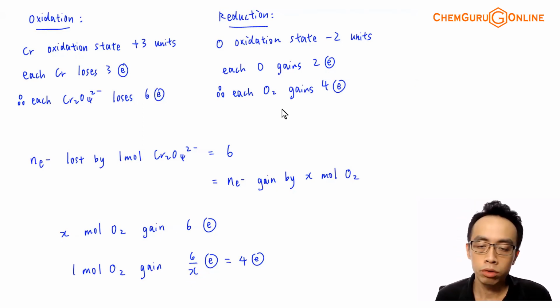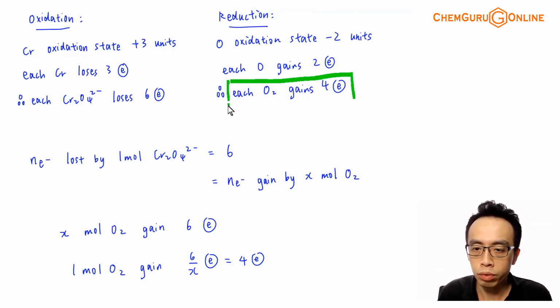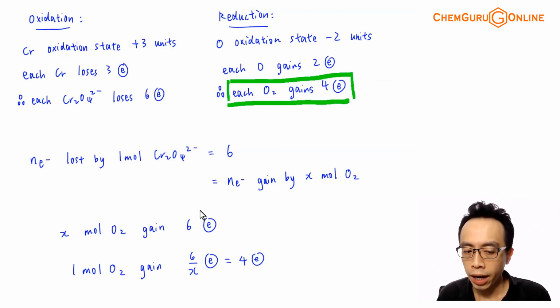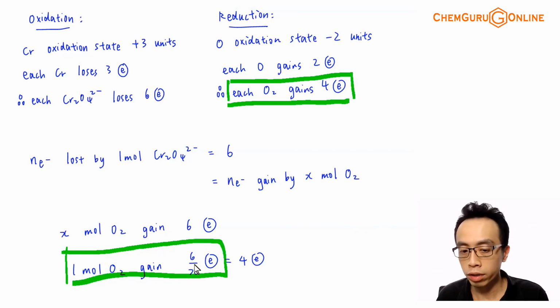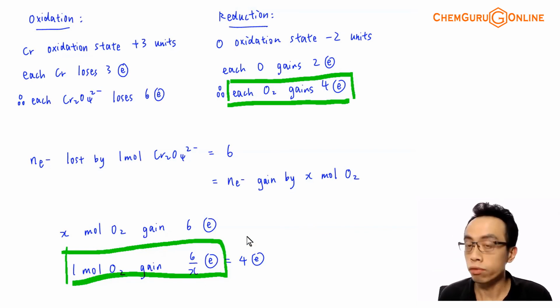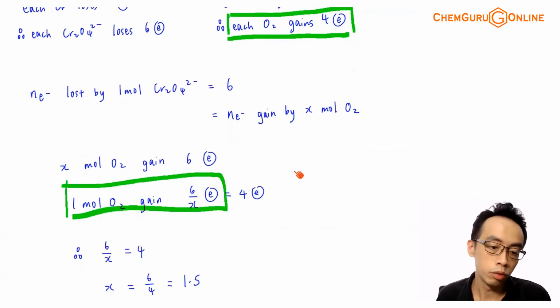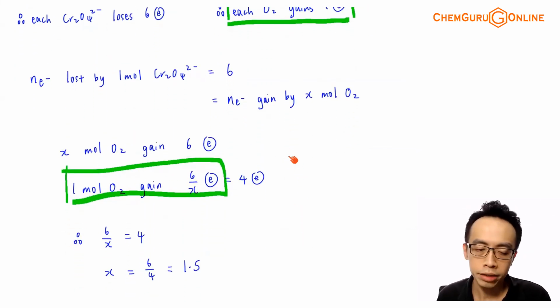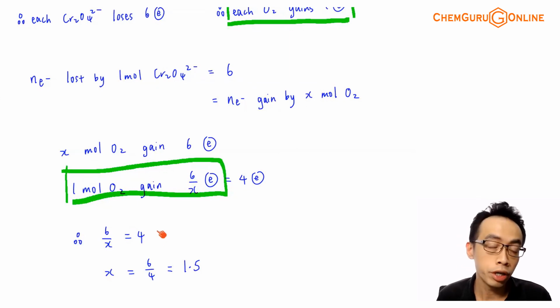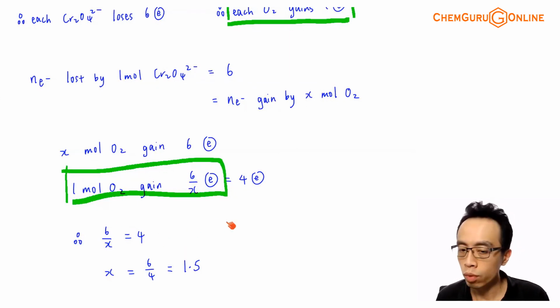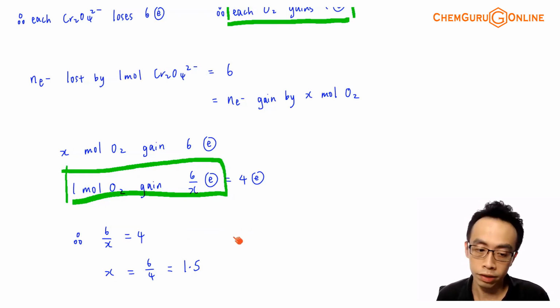Now we can tie this idea to what we have deduced previously. We know that each oxygen molecule will gain 4 electrons, and 1 mole of O2 gains 6 over X moles of electrons. So 6 over X will be equal to 4. Now I have a very simple equation involving X: 6 over X is equal to 4. I just need to rearrange it and solve for X. X will be equal to 1.5. Of course, we end up with the same answer.